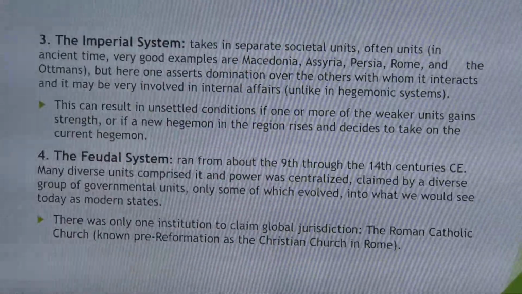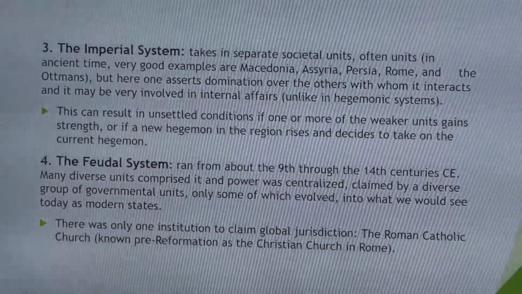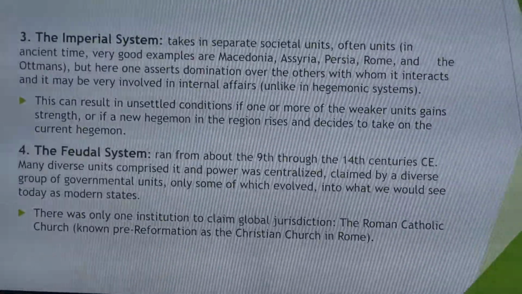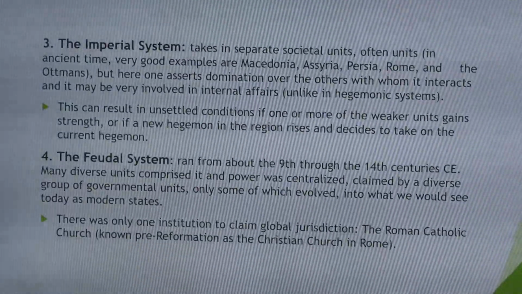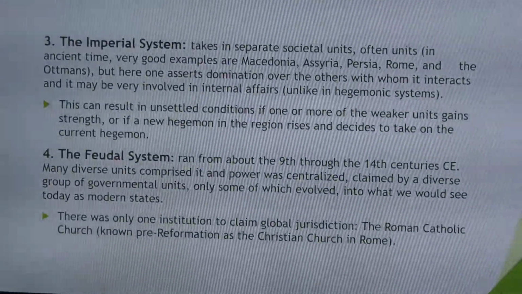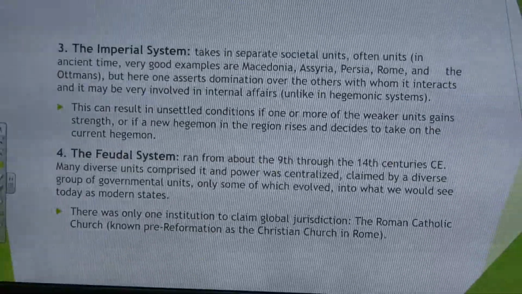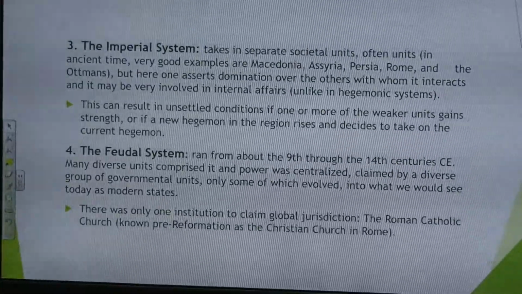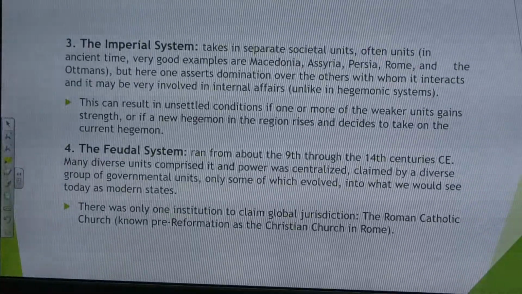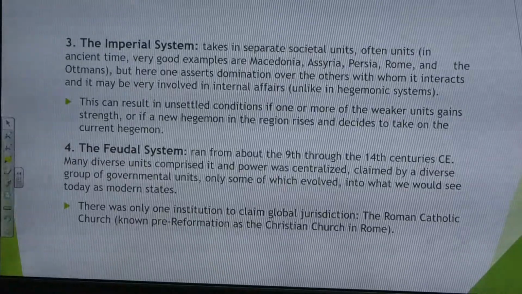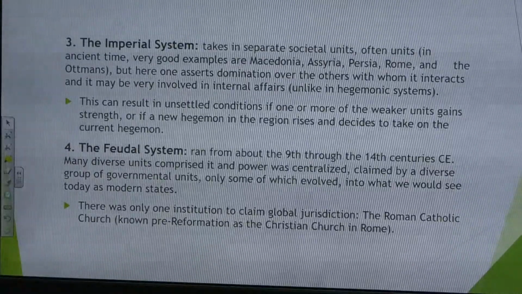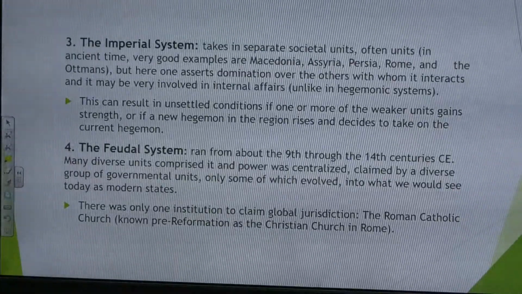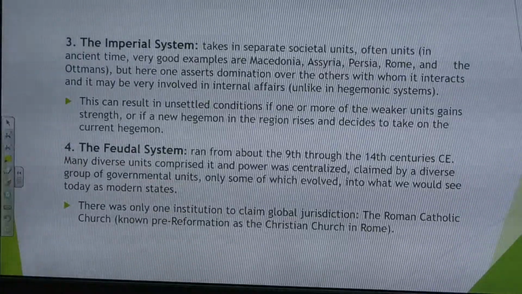The fourth system would be the feudal system, which ran from about the 9th century through the 14th century. Many diverse units comprised it, and power at this point was decentralized, claimed by a diverse group of governmental units, only some of which evolved into what we would see today as modern states. And in terms of global jurisdiction, the only example we have would be the Roman Catholic Church, known pre-Reformation as the Christian Church in Rome.